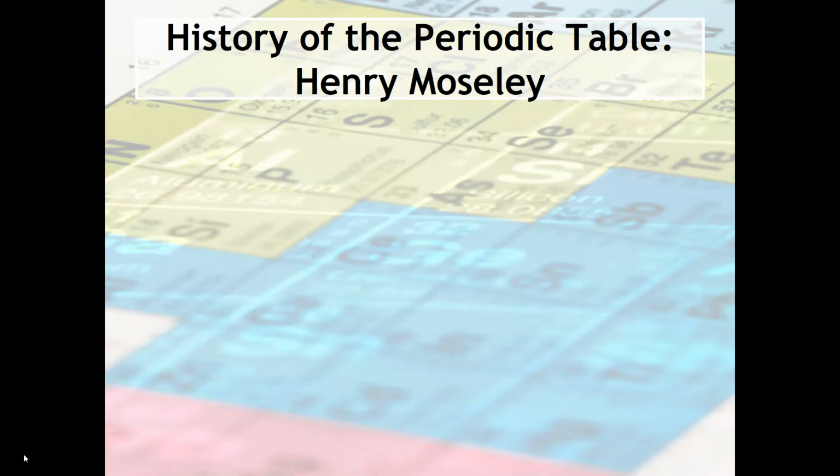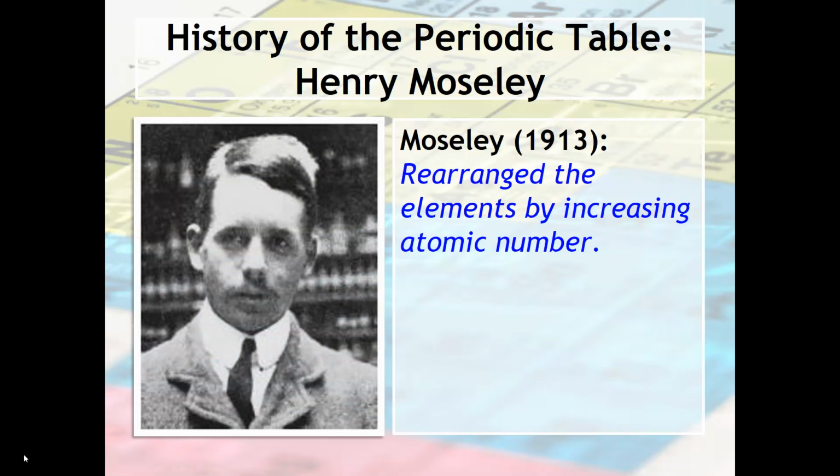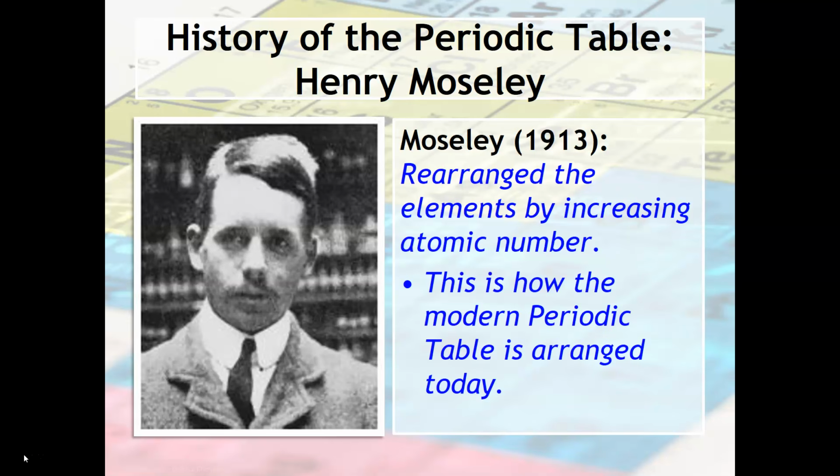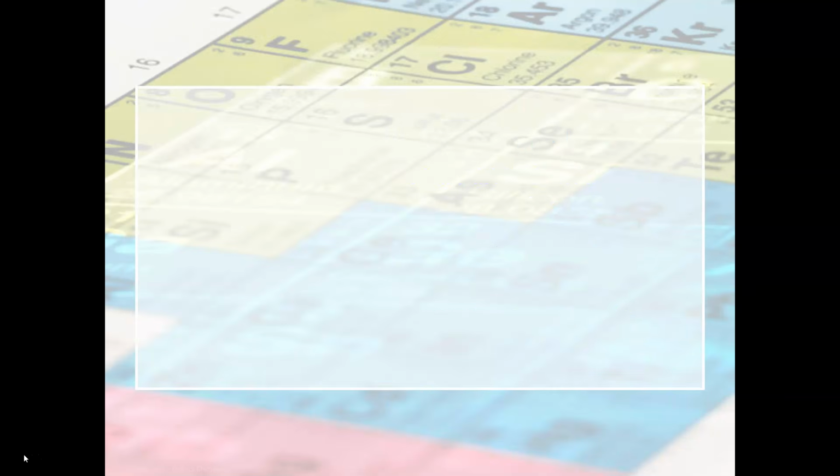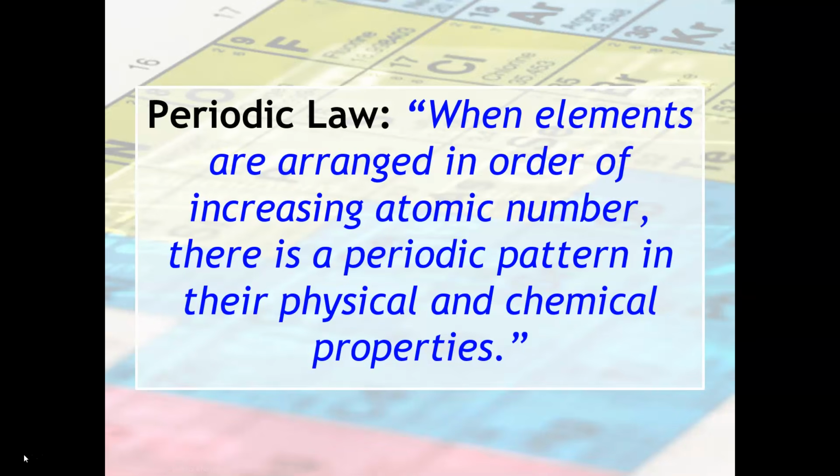After Mendeleev arranged his periodic table, Moseley came around 1913, and he thought Mendeleev's table was pretty good. However, there were some inaccuracies in his table, so it needed a little bit of revision. And so what he ended up doing was rearranging the elements in order of increasing atomic number. And this is how the modern periodic table is arranged today. The periodic law says when elements are arranged in order of increasing atomic number, there is a periodic pattern in their physical and chemical properties.